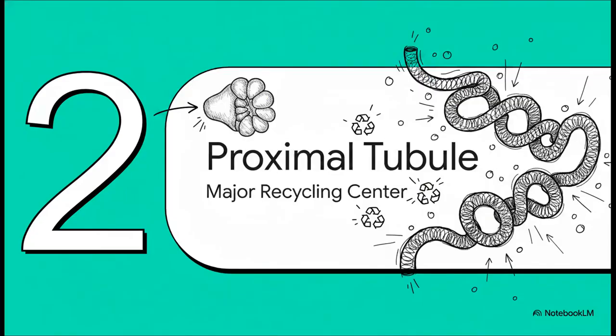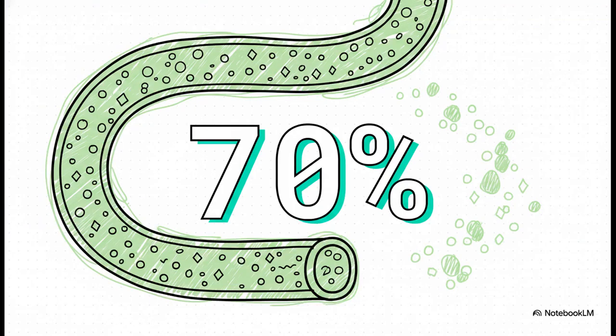Moving right along to section 2, the proximal convoluted tubule, the major recycling center. Leaving that initial filter of the glomerulus, the massive task of bulk reabsorption kicks into high gear, 70%. I want you to remember that magic number for the PCT. Approximately 70% of all that filtered sodium and water gets reabsorbed right here. And on top of that, almost all the filtered glucose and amino acids are reclaimed and sent right back into the body. The sheer volume of work done in this first tubular segment is honestly staggering.